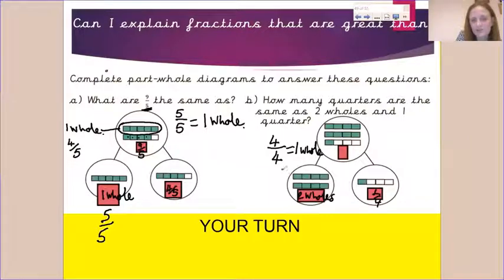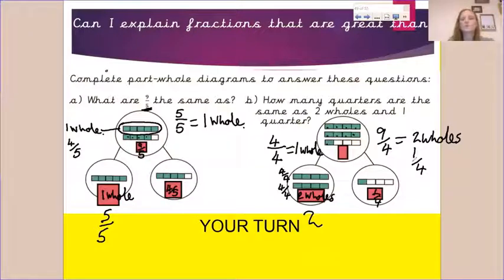And this is showing you 4 over 4 and 4 over 4, which makes it 2 wholes. And this is showing you it is not complete. It's only showing you 1 quarter. So how many quarters are made up of 2 wholes and a quarter? You've got 1 here, you've got 4 here, and you've got 4 here. So in total, there are going to be 9 quarters are equal to 2 wholes, and 1 quarter. Okay.